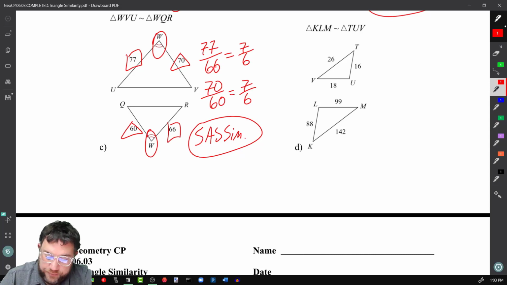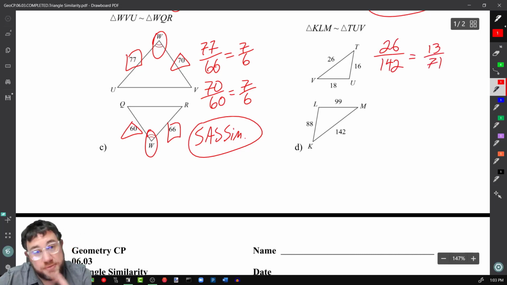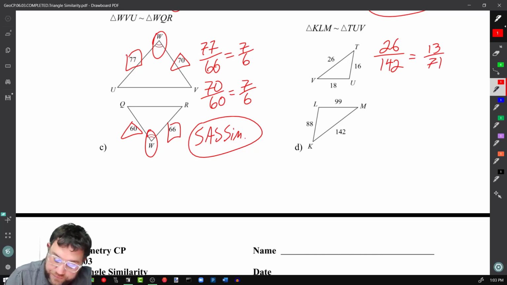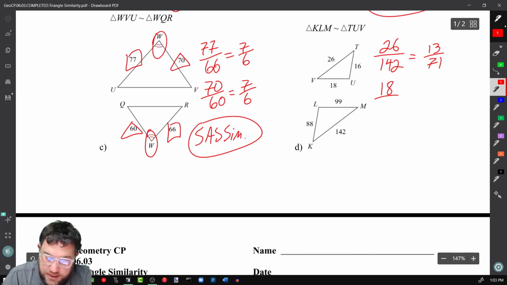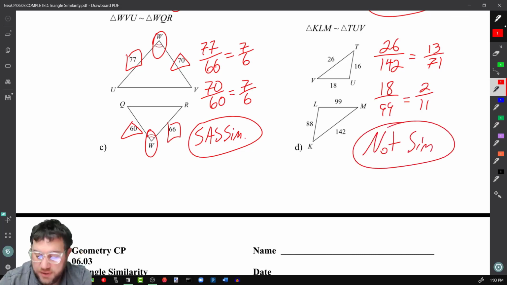For D, our longest side on the top triangle is 26, and we've got 142. That's going to reduce to 13 over 71. I used my calculator on that one. The medium side is 18 and 99. That's going to reduce to 2/11. Are those the same? They are not. So these are not similar. We don't have to go any further. These are not similar.